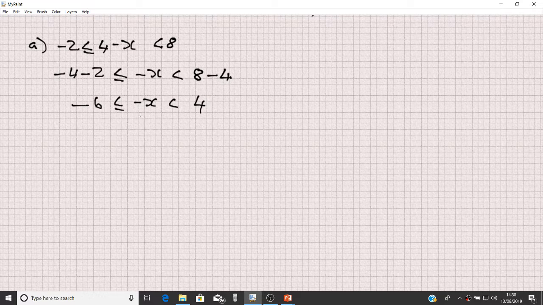Okay, so I'm left with a negative x in the middle of this inequality. So what I'd like to do is multiply across by minus 1, and in doing so I will need to flip the signs. So I'll have 6 is greater than or equal to positive x is greater than negative 4. So I can keep it arranged like that, or I could simply say x is lying between negative 4, not including negative 4, and 6, positive 6, but including positive 6. So both of those are correct answers. And let's just take a look at example B in this question.